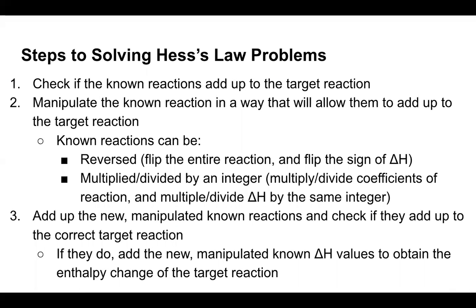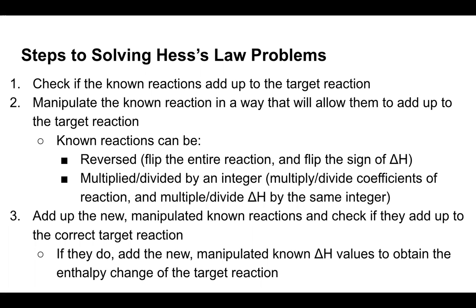Okay, so there are a bunch of steps that you can take to solve Hess's law problems. And so I'll just go over them quickly in this video. You will see them in video 2.1. And if you decide to watch 2.2 and 2.3, you'll see them in those videos as well. But basically, the first step to solving Hess's law problems is to check if the known reactions that you're given add up to your target reaction. And most often, they won't from the first try that you try adding them up, okay?